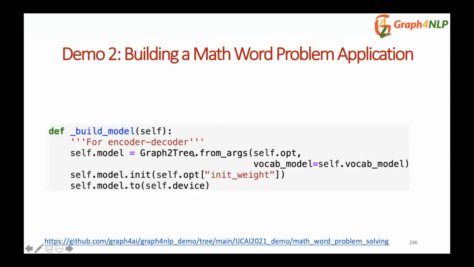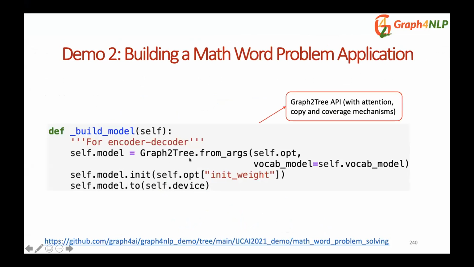This is how we can call the graph-to-tree API to create a model instance. For the graph-to-tree API, the library provides various options for the decoder part. For example, it provides attention mechanism, copy mechanism, and coverage mechanism, which are very widely used in sequence-to-sequence models. But we can also apply those techniques to graph-to-tree models.